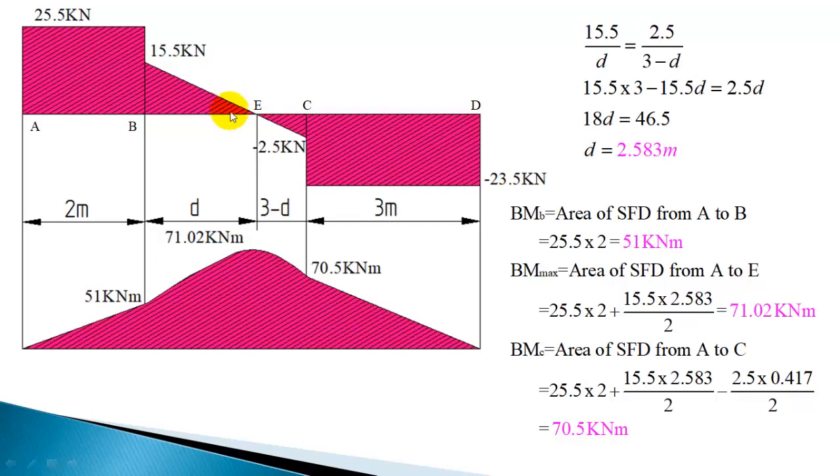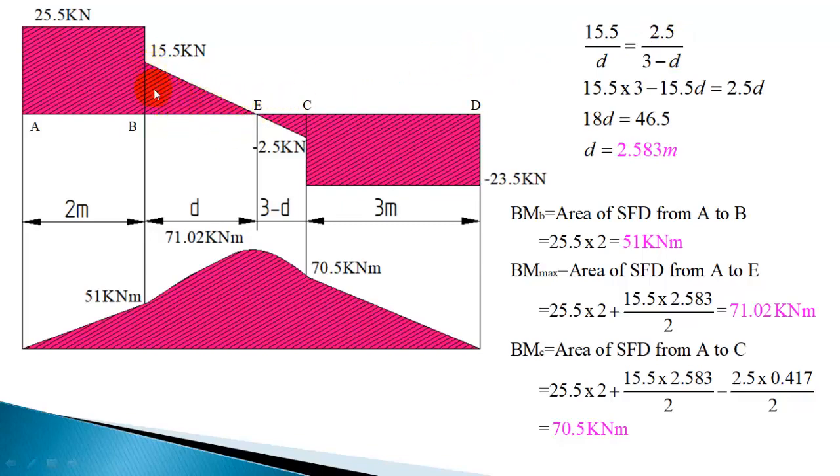These two angles are same, opposite angles. Tan of this angle is 15.5 divided by D. This angle is also same since it is the opposite angle. Tan of this angle is 2.5 divided by 3 minus D. Since angles are same, tan of this angle is going to be same. It is nothing but the ratio of similar sides.